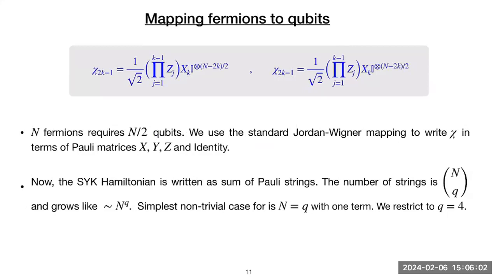Now, the number of terms in the Hamiltonian is n choose q, which just goes like n to the power q. So you have n fermions, and you have to choose q fermions at a time, because q of them are going to interact, right? So the number of terms in the Hamiltonian is n to the power q. For this talk, we'll just set q equal to 4. And it is clear that the simplest case is obviously when n is equal to q, because you just have one term in the Hamiltonian. There are q fermions interacting at a time, and you only have n, which is equal to q. So there's just one term. And that is what we are going to explain, just to have a good idea about what is happening.